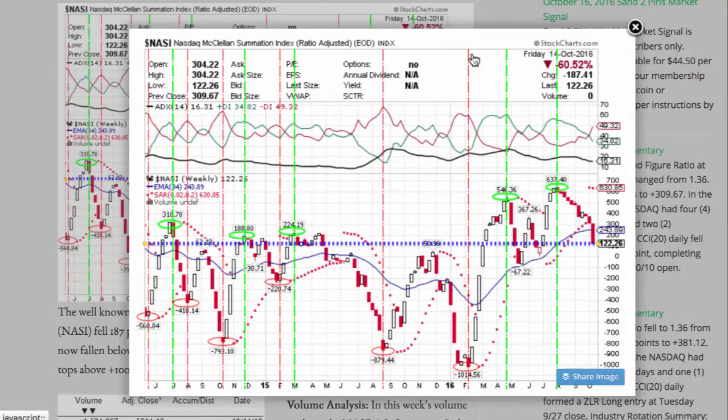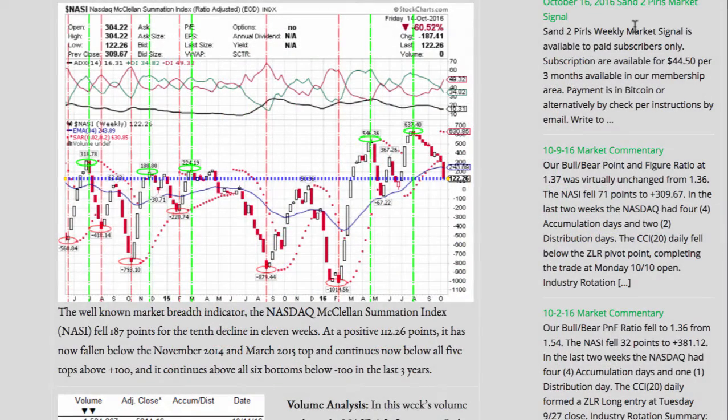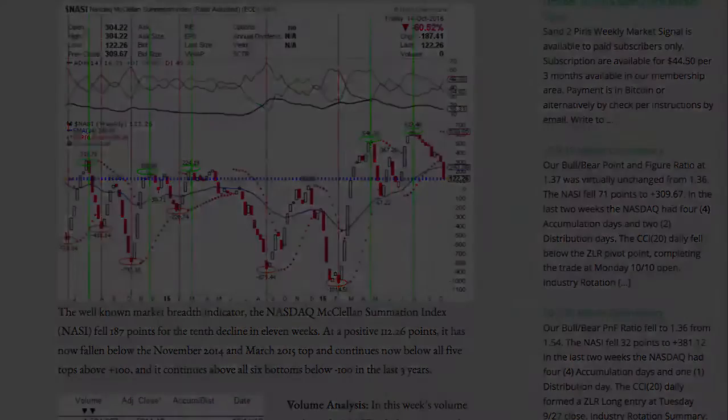The well-known market breadth indicator, the Nasdaq McClellan Summation Index, fell 187 points for the 10th decline in 11 weeks. At a positive 112.26 points, it has now fallen below the November 2014 and March 2015 tops and continues now below all 5 tops above plus 100, as well as continuing above all 6 bottoms below minus 100 in the last 3 years.